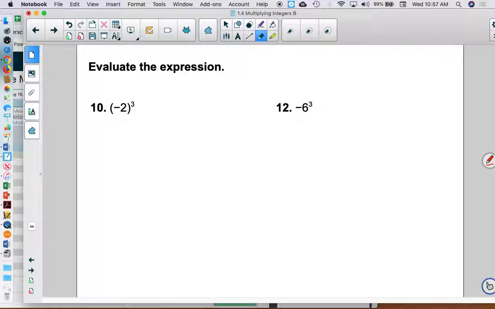What's the expression, to evaluate number 10, what do you get? Raise your hand, somebody tell me how much that's going to be. Cashton? Negative 8 is correct. Number 12.